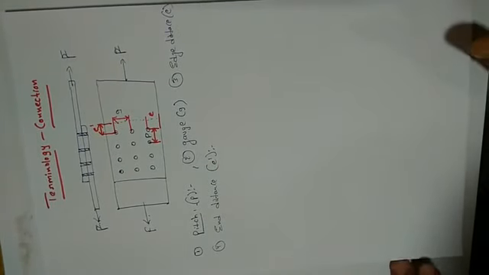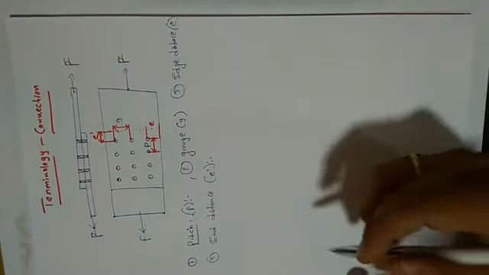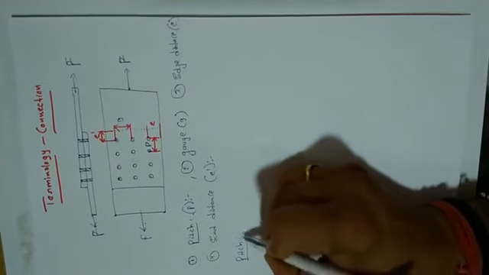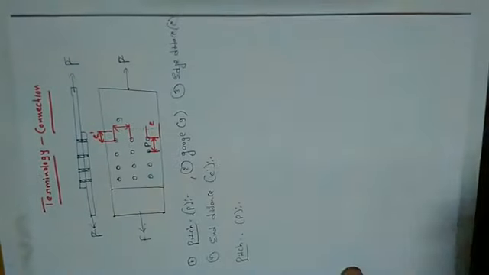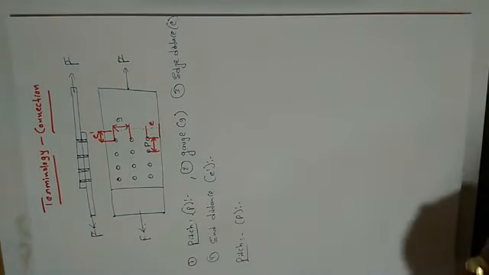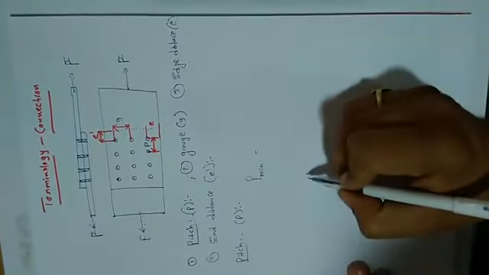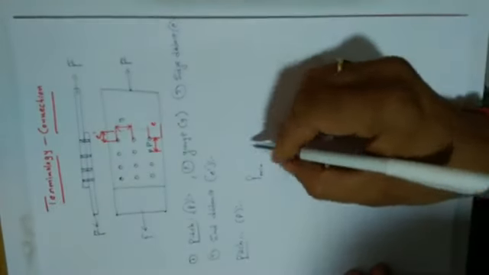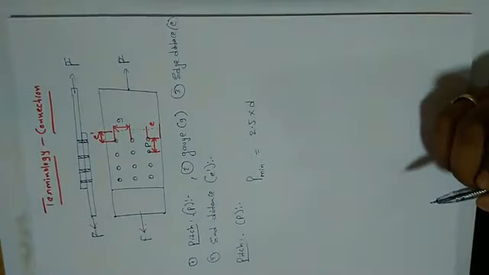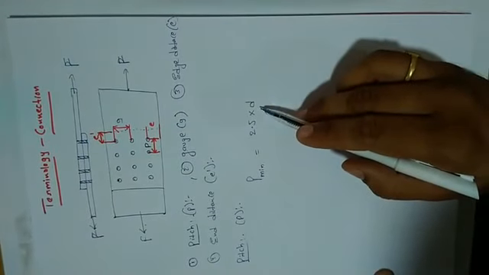What do we mean by pitch, and what are the technical formulas to calculate the minimum and maximum pitches? First, pitch is the distance between the centers of two bolt holes, parallel to the force direction. The minimum pitch formula given in the code is P minimum equal to 2.5 times D, where D is the diameter of the bolt.